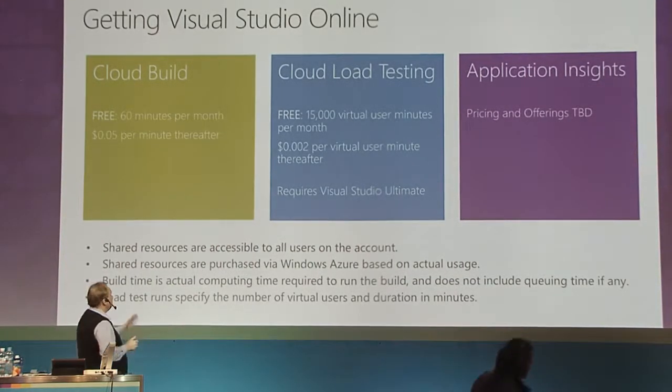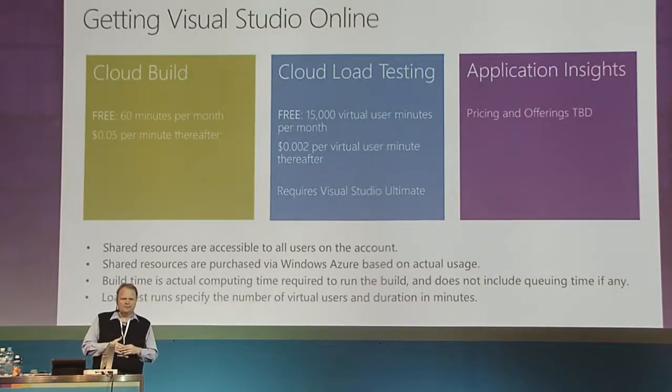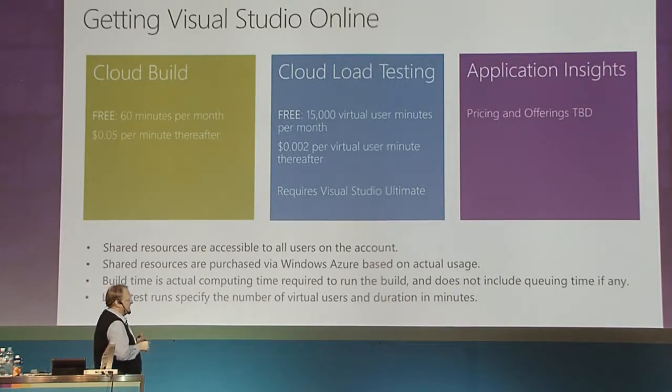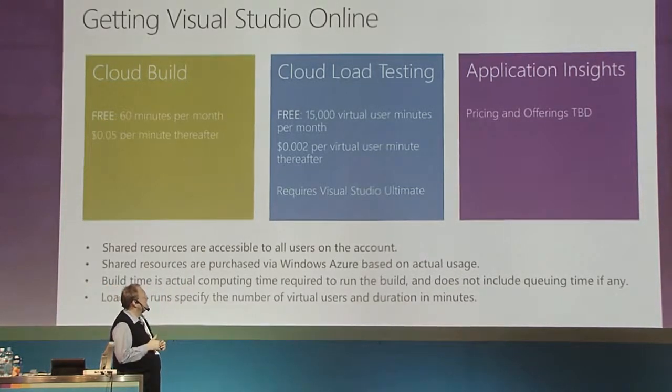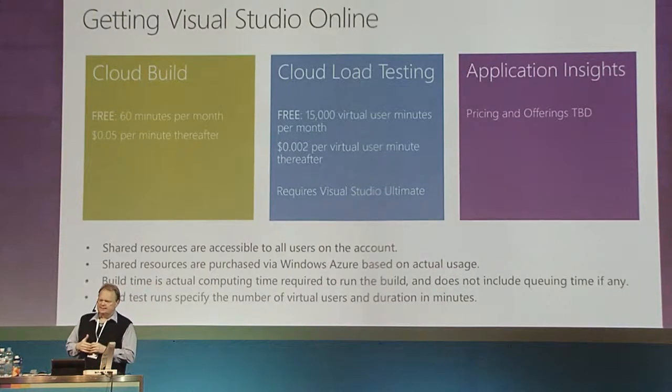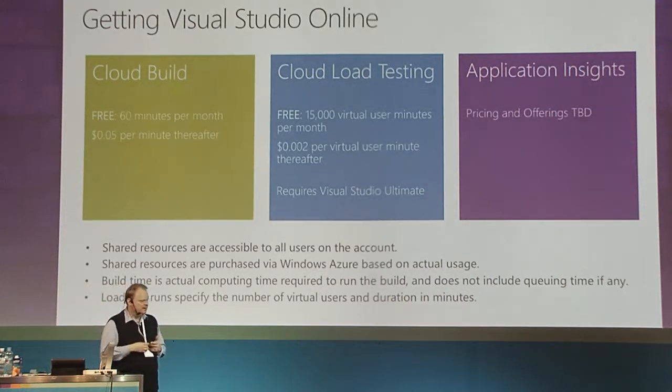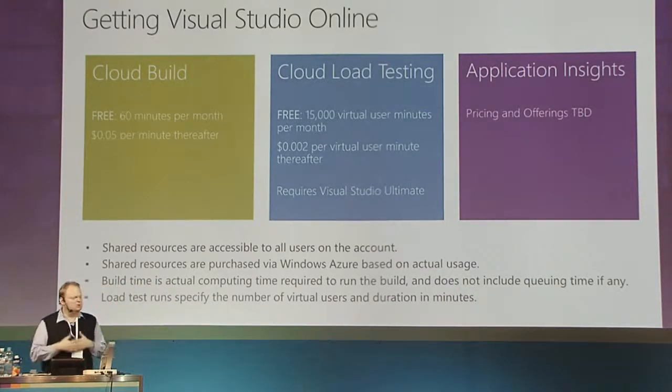So if you use the free version, you get 60 minutes of build time per month. And if you go over that time, you have to pay, at this point in time, 5 cents per additional minute. Same goes for load testing. You get 15,000 virtual user minutes. That is usually the number of users simulated times the runtime of the load test. So if I want to simulate 1,000 users for 10 minutes, I have 10,000 virtual user minutes, right? So if you go over the 15,000, you have to pay for that as well. And the Application Insights service is so new that we're still working on that. And for now, it's completely free.